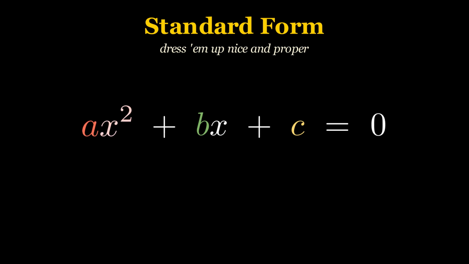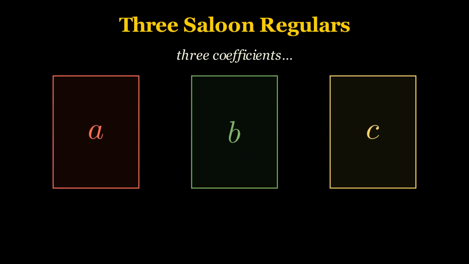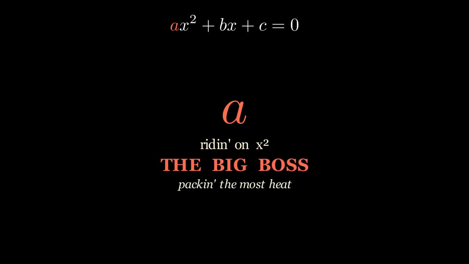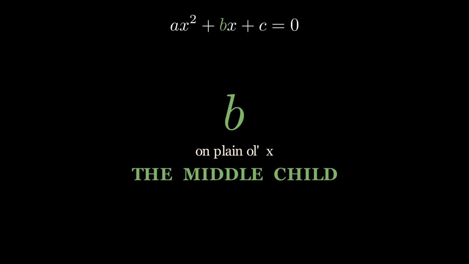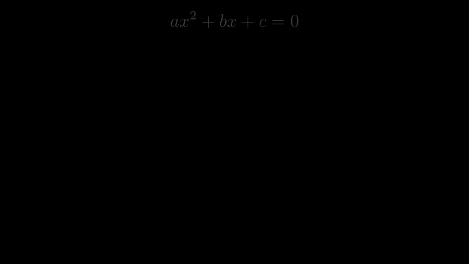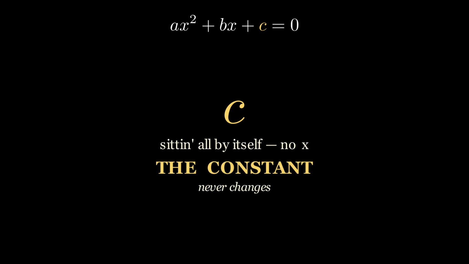It goes like this. ax squared plus bx plus c equals 0. 3 coefficients. 3 saloon regulars. Let me introduce them. A, the number riding on the x squared, the big boss, the one packing the most heat. B, the number on the plain ol' x, the middle child. C, the lonesome number sitting by itself at the bar with no x to keep it company. We call him the constant, on account of he never changes. Kinda like my ex-wife's opinion of me.